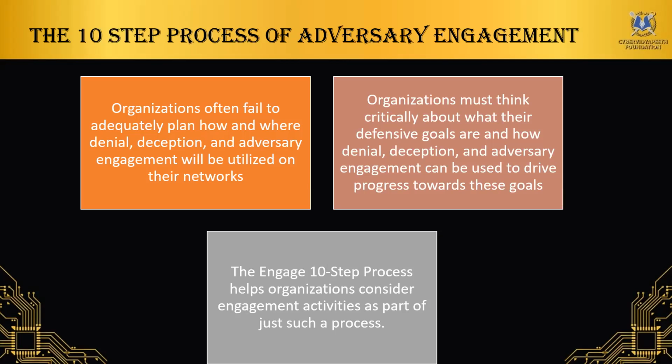So when you are doing the planning, it is very important to understand: what is my end goal? What are my operational objectives? And based on that, we definitely need to plan how the entire process will fit in. To achieve those objectives, the Engage 10-step process helps organizations consider engagement activities as part of a process. So if you have this 10-step process, which I'm going to discuss just after the slide, this will really help you to make it a process on a continuous basis, because it's not something you create one time and forget. It's a continuous journey.